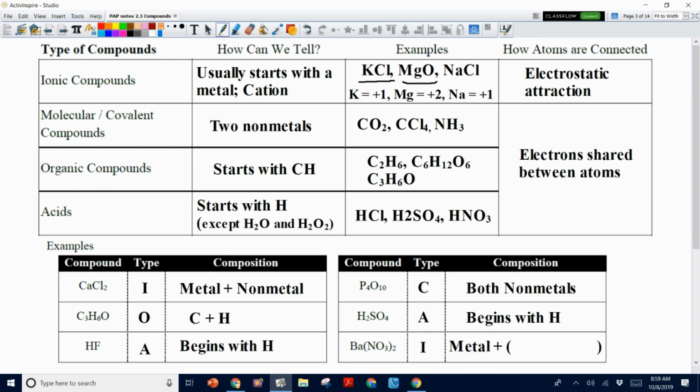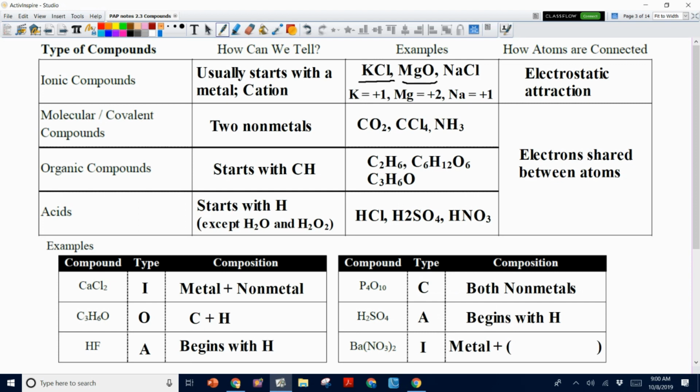All right, molecular and covalent compounds. These are two nonmetals. An example would be carbon dioxide. So if you look on the periodic table, both carbon and oxygen are on the right-hand side of the stair-step line. So that's going to be a covalent compound. And the way that they bond is by sharing atoms between them.